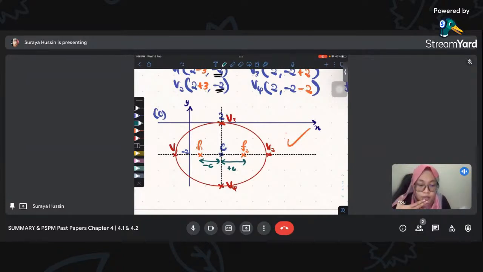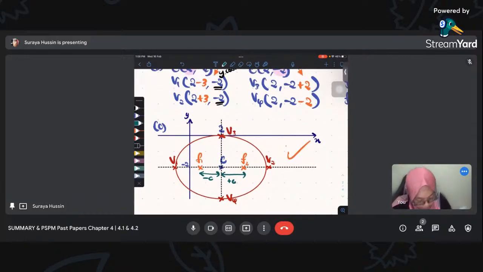Yes, Nadia tu ada masalah ke dengan Miss punya lukisan or something? Is there anything wrong? Just tell me, you don't have to call me. Okay. So right now, this is where we are going to plus and minus C. Minus C, plus C from the center.